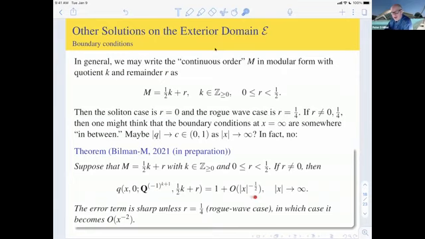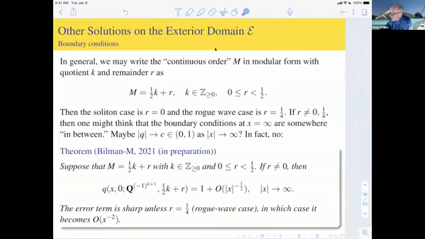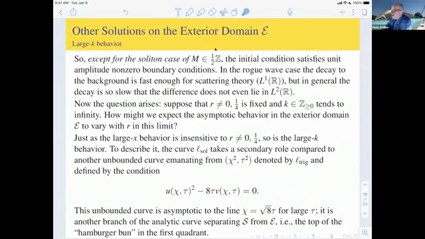This is too weak of a decay, and it's a sharp estimate here. So we have a non-zero background, but very slow decay. Except in the soliton case of a half integer for the m, the initial condition satisfies unit amplitude non-zero boundary conditions. And for rogue waves, we have the L1 decay to the background, but in general, it's really slow decay. It's not even in L2, actually, very, very slow decay.